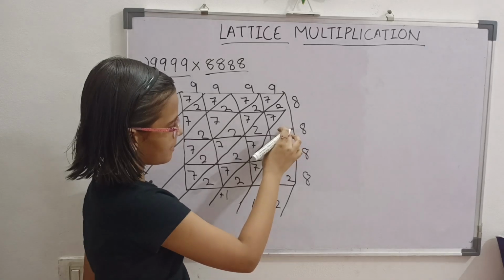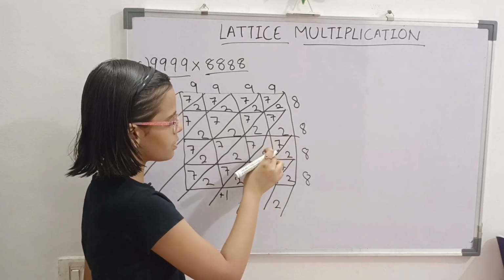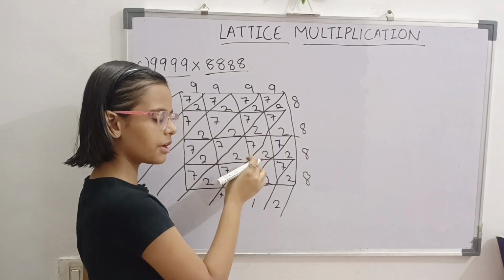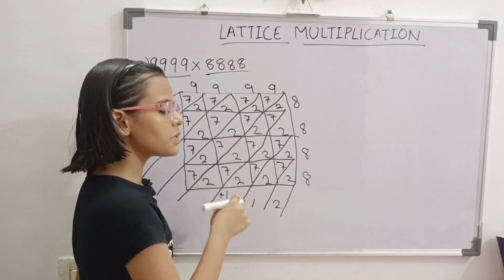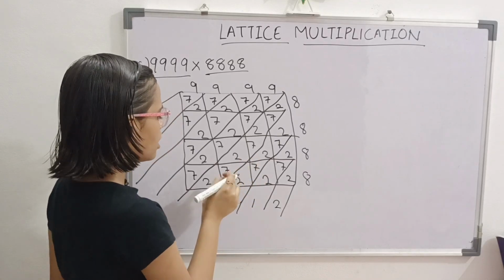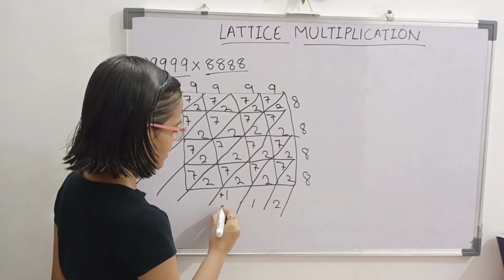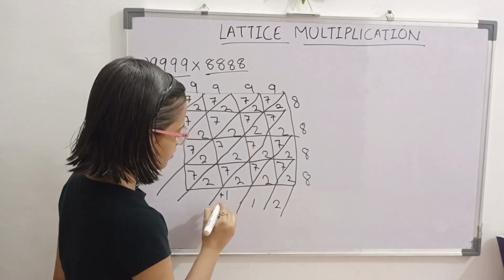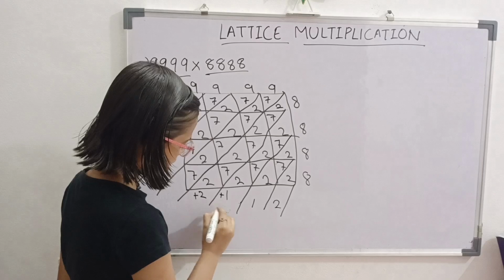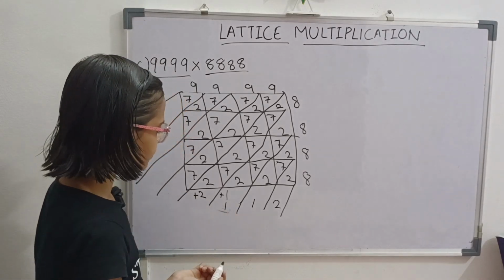Now 2 plus 7 equals 9, 9 plus 2 equals 11, 11 plus 7 equals 18, 18 plus 2 equals 20 and 20 plus 1 equals 21. So 2 will be carried over and 1 will be written here.